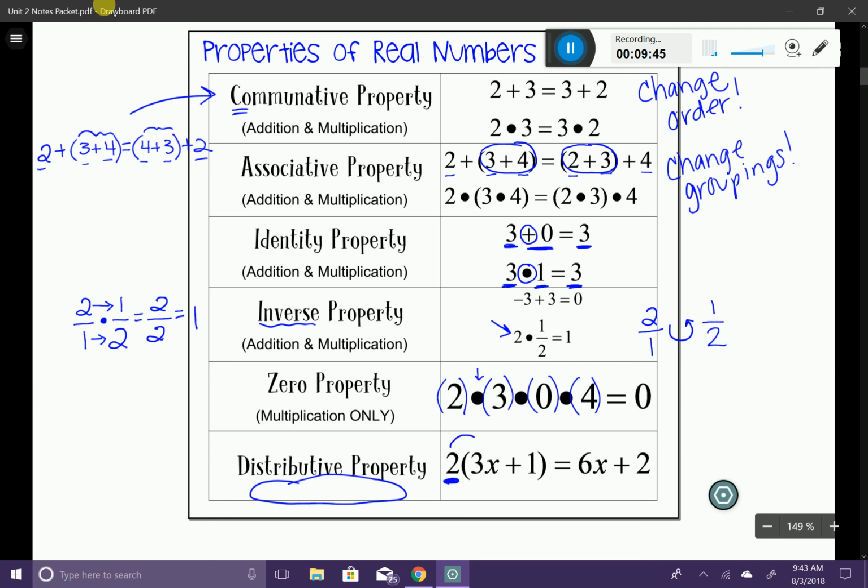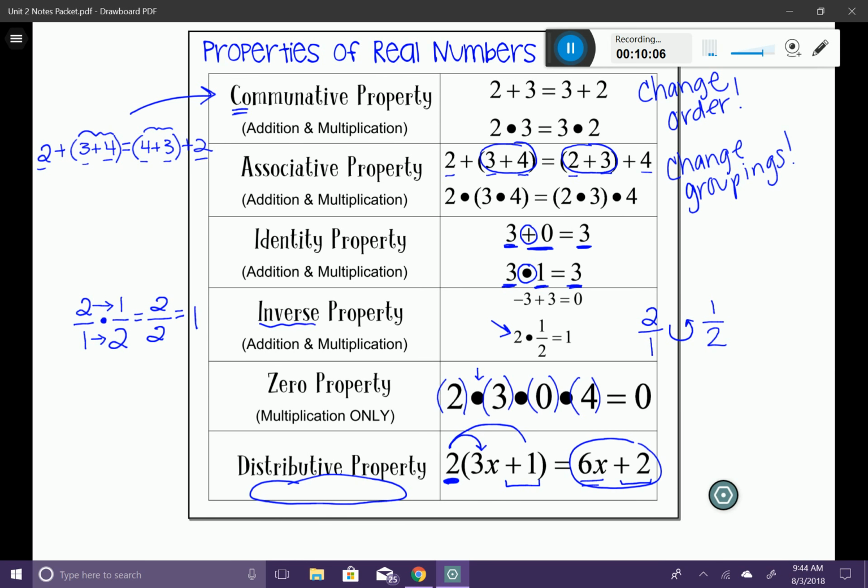So I'm going to multiply the 2 by the 3x, and that's going to give me 6x. And then I'm going to multiply 2 by whatever is left inside. In my case, it's positive 1, and that's going to give me positive 2 as my answer. So that would be my final answer in my distributive property here, if I did that properly.